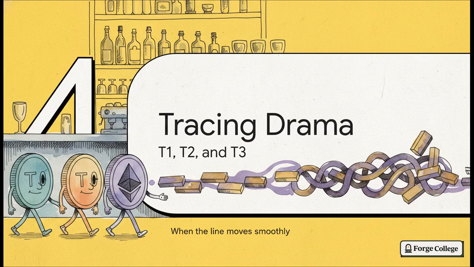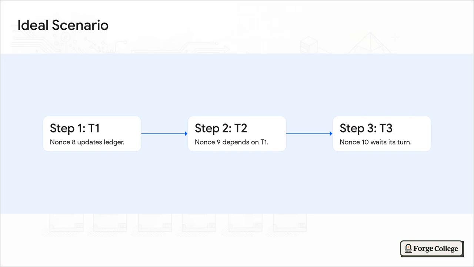T1, T2, and T3 walk into a bar. Let's set up a concrete case study to see what happens when the line moves smoothly. Here is our absolutely ideal perfect world scenario. Step 1. Transaction 1, or T1, holding nonce 8, updates a smart contract ledger.